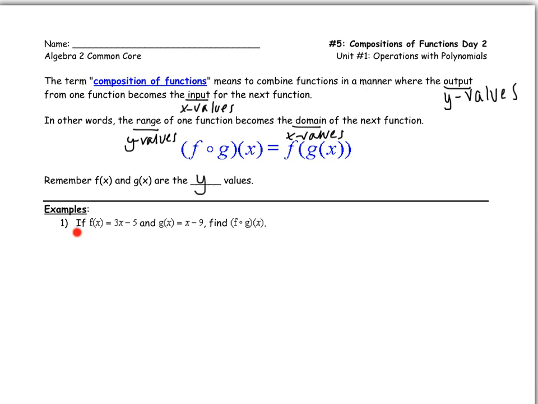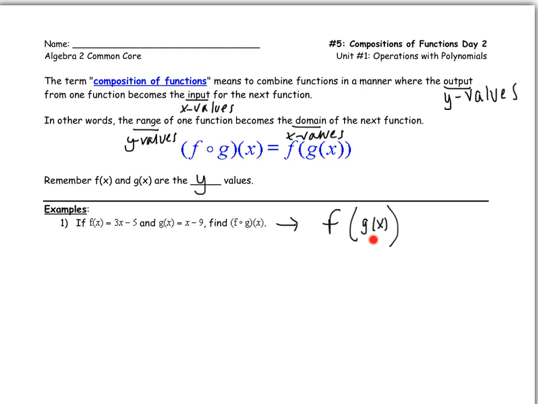So number 1, if f of x equals this and g of x equals this, find f of g of x. So I'm just going to write this the way that we like to. So f of, and I'm going to write the parentheses big, g of x. Now in examples that we did yesterday, there was a number here, like g of 2. We would find it in here and then plug that into here. But I'm not really doing that. I'm putting the entire g of x function into f.